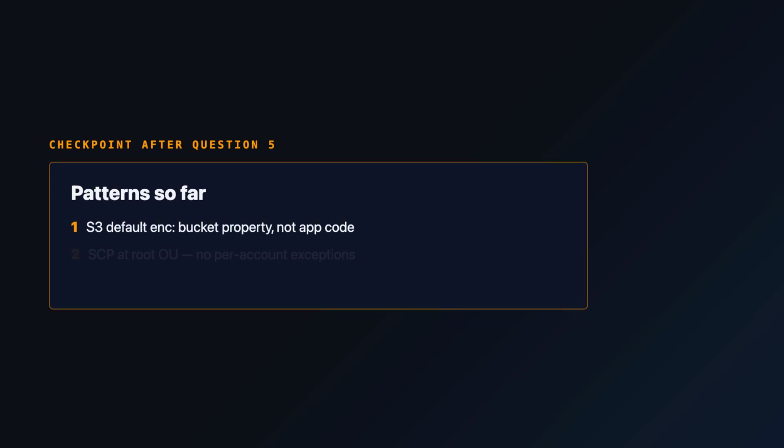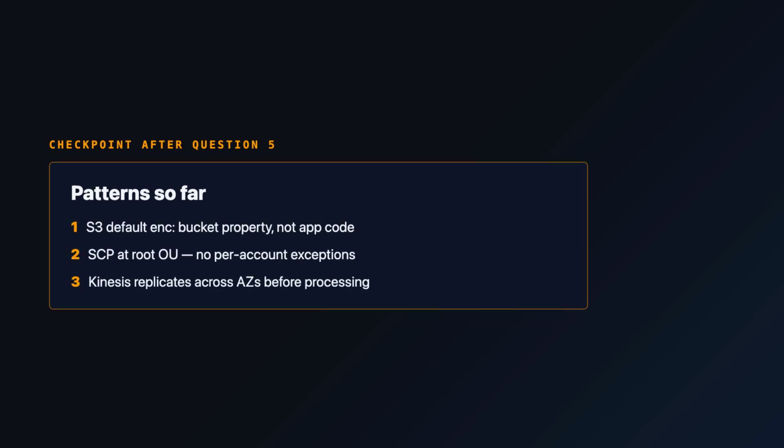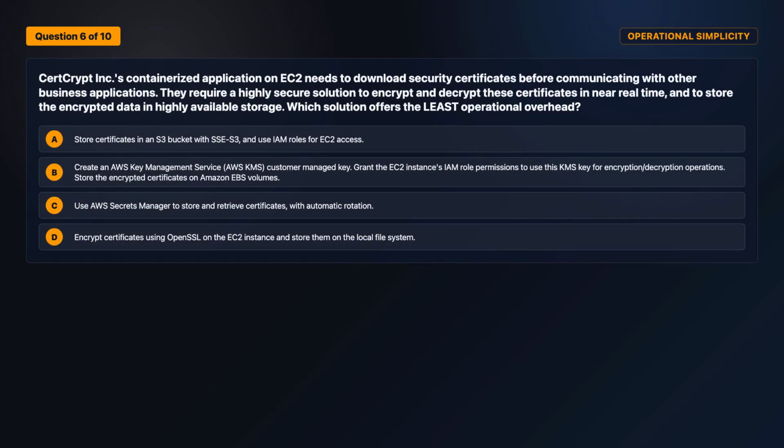Bucket defaults, org-wide SCPs, and Kinesis durability all follow one pattern. Configure once at the right layer, protect everything downstream. Here we go. Question 6. Look for the answer that fully satisfies it.